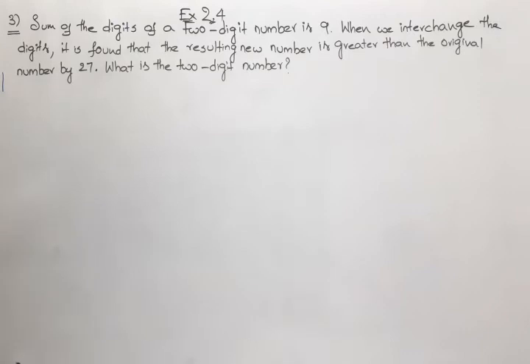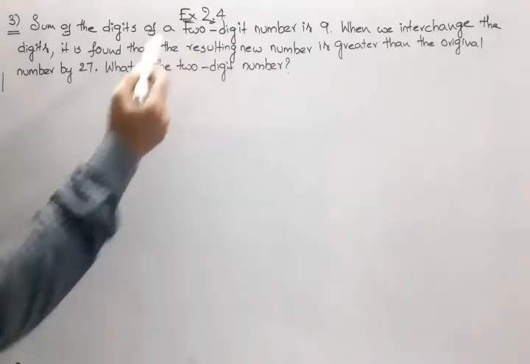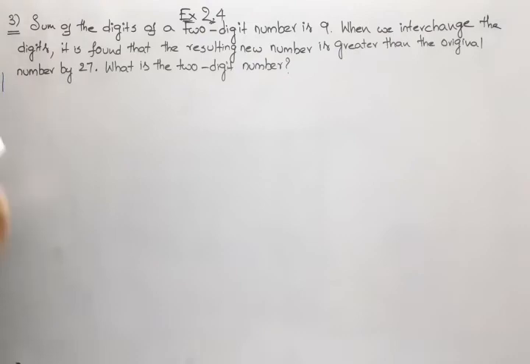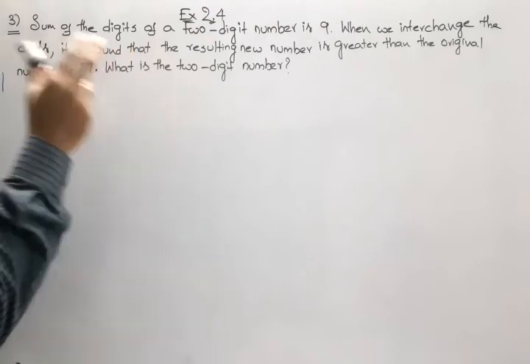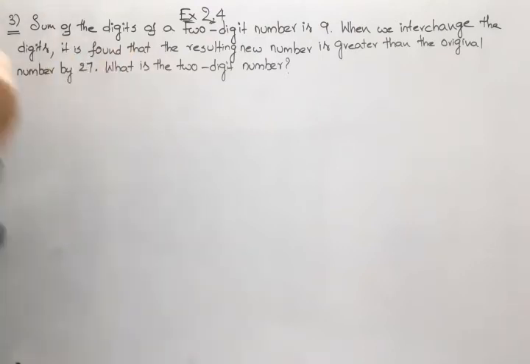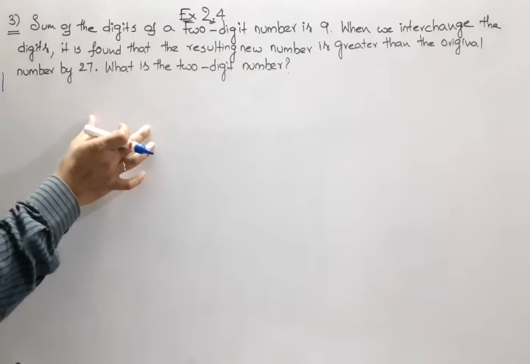So, as we have discussed the concept of the general form of a two-digit number yesterday, we are going to continue our exercise 2.4 starting with the third problem. As this is related to the discussion we did yesterday, try to recollect the same so that it will be easy for you to get the solution. First, try to understand the question.